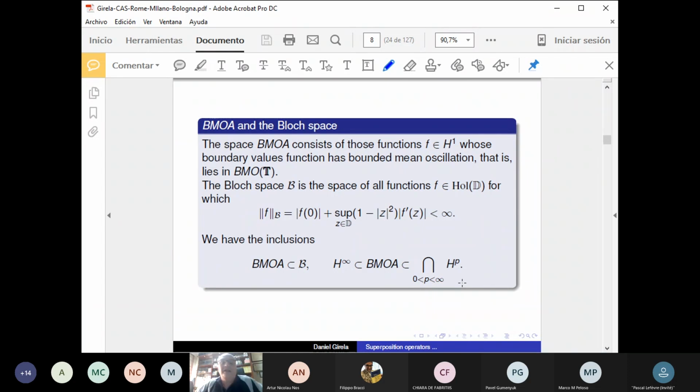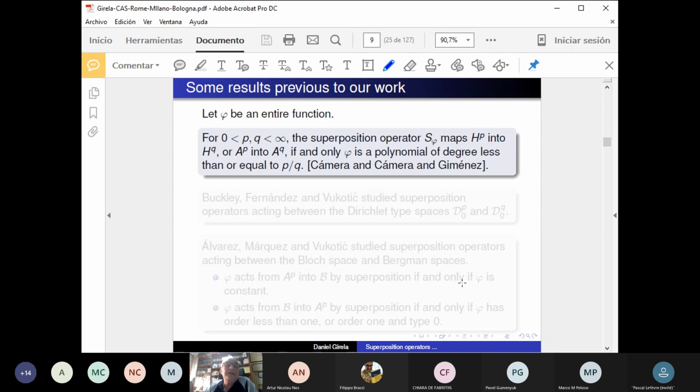Well, I'm not going to say anything more. These are the more classical spaces, and I guess that you all know very well all of them. So these more or less are the spaces I'm going to work with. And then, as I said, I'm going to start recalling some of the results that were known before we started to work on this question. In fact, the first result that I know is on the action of superposition operators between Hardy spaces and between Bergman spaces. Cámera and Giménez studied this, and they proved that the superposition operator phi maps HP into HQ or AP into AQ if and only if it is a polynomial.